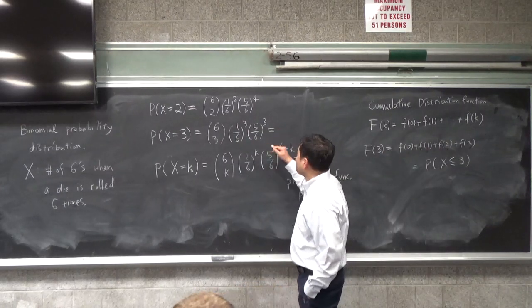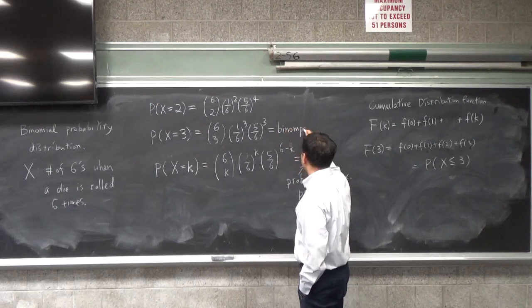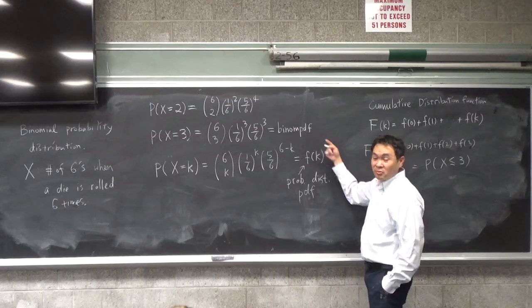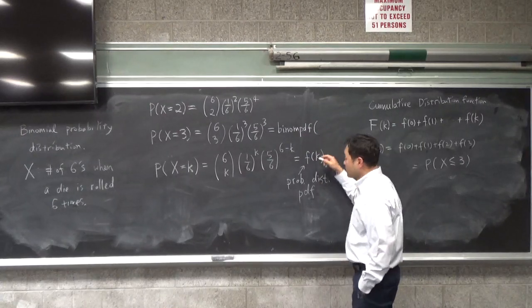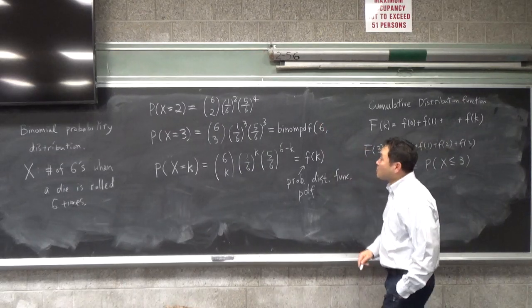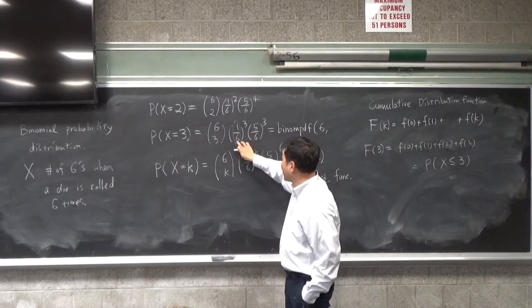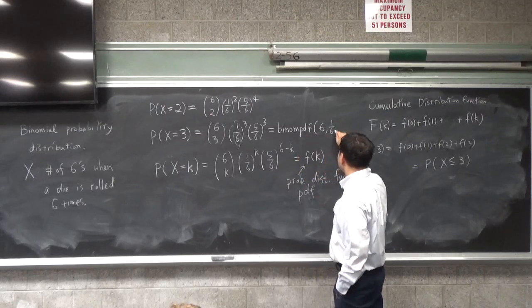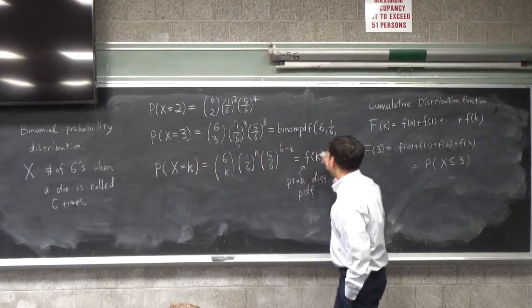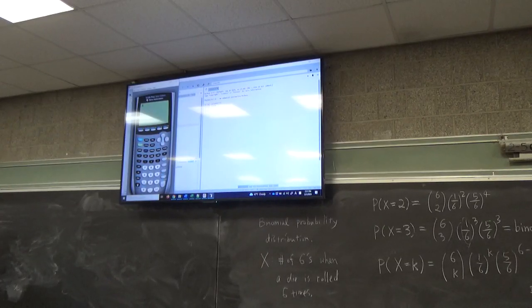So the way you get this from a TI-84 is you use binomPDF, binomial probability distribution function, okay? And then you have to specify the number of trials, which is 6, and the probability of this thing happening. This is the probability that it doesn't happen, right? One trial happening and not happening, so 1/6. And this k value goes last. So let me show you how it's done. So you can go to second vars.